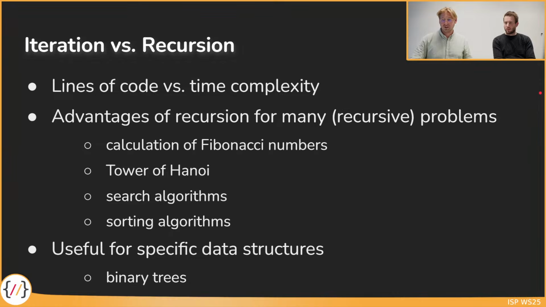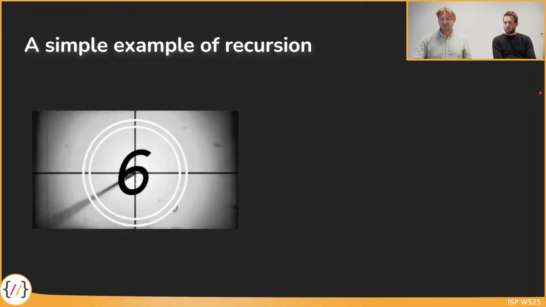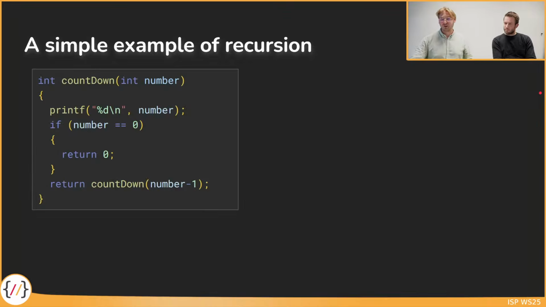Mm-hmm. And now let's print again the numbers for our countdown, but now using the recursive approach. What seems a bit strange here is that we have the function countdown and we call the function countdown in countdown again when returning something here. That's really strange, but it works actually. So let's go through this example here.